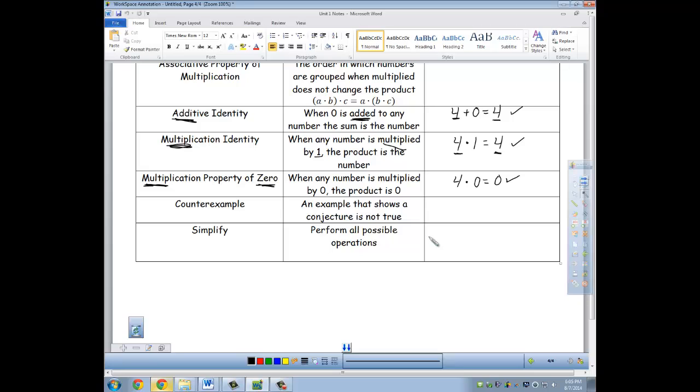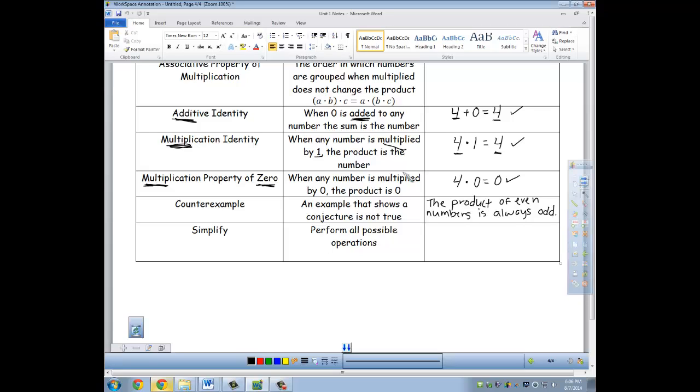That property was true. It worked. A counterexample is an example that shows a conjecture is not true. So let's say I said, and write this down, the product of even numbers is always odd. So that's telling me if I picked two even numbers and multiplied them together, I should get an odd answer.